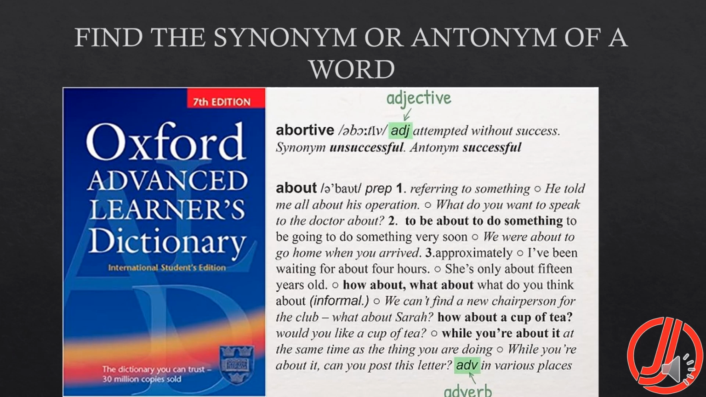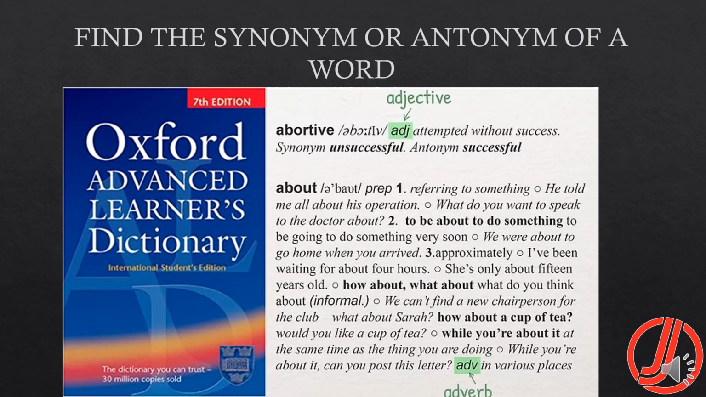The dictionary offers you synonyms or antonyms of a word. For example, abortive, which is an adjective, has its synonym given: unsuccessful. An antonym of it is successful. Now this means that I am not only getting the meaning of one single word, but I'm also getting two more related words, one synonym and one antonym. So in this way, a good dictionary helps you get more ideas about a single word.